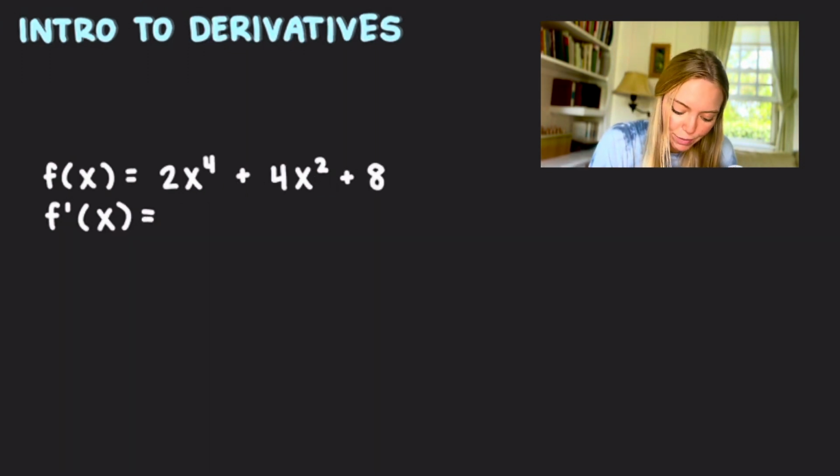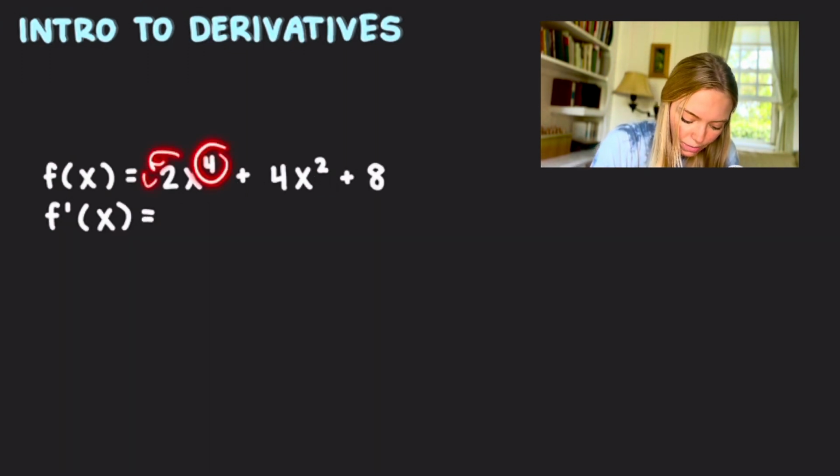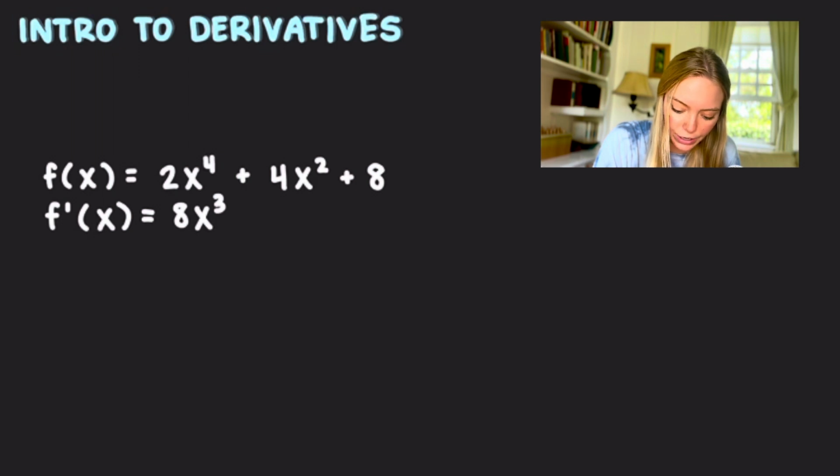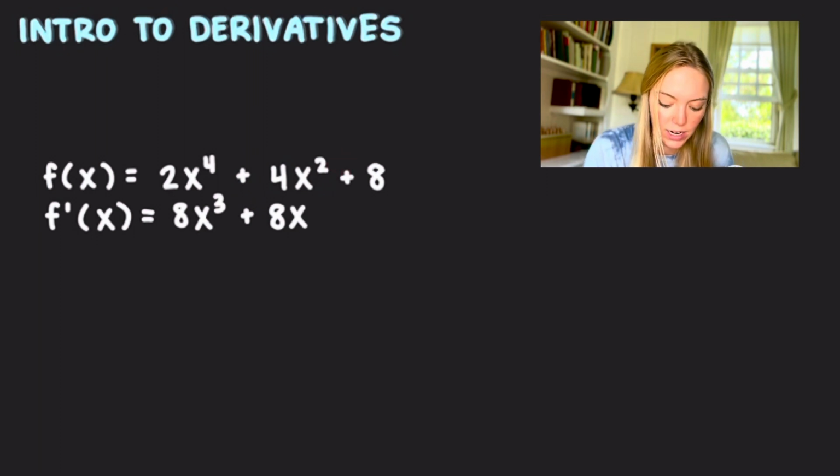All right, same thing as before. This 4 comes out in front and multiplies the 2. 4 times 2 is 8. We subtract 1 from 4, leaving us with x to the third. Plus, we bring this 2 out to the front. 2 times 4 is 8. Minus 1, that leaves us with just x to the first power, just x.